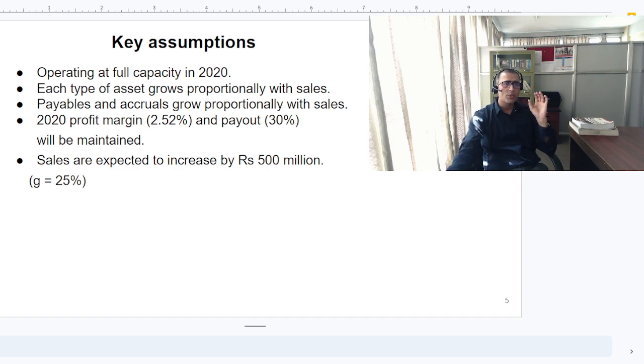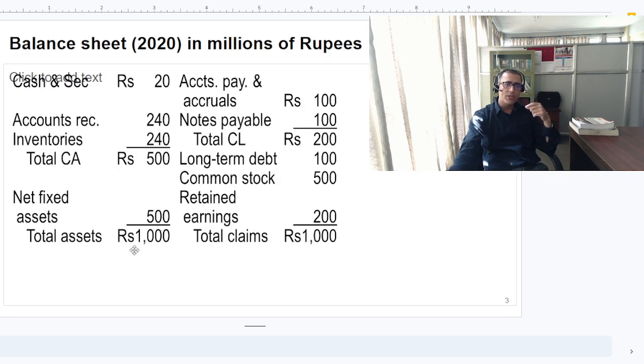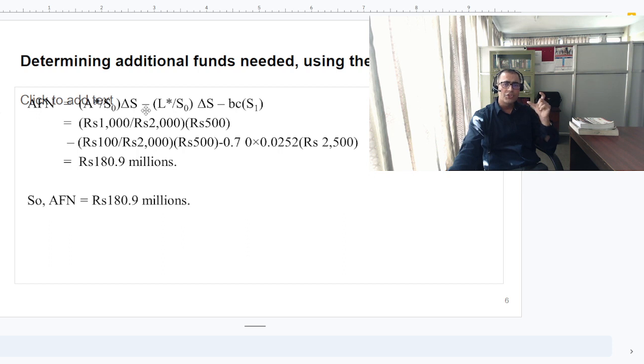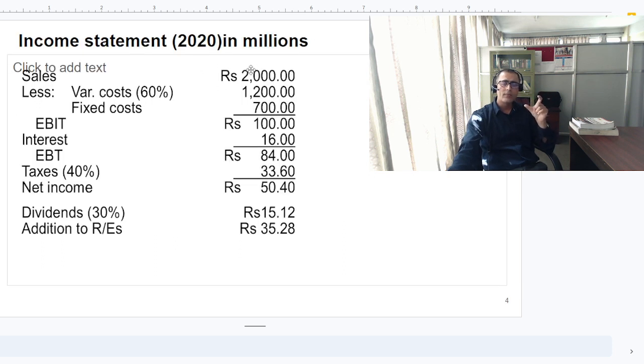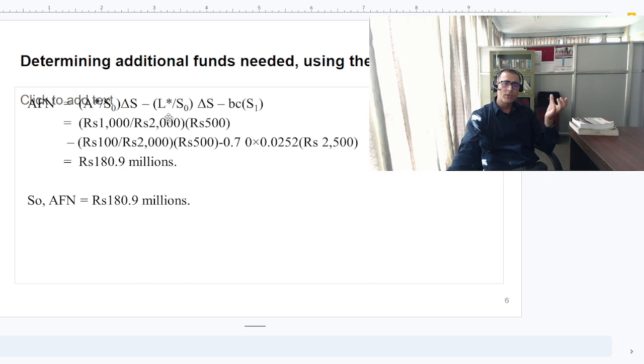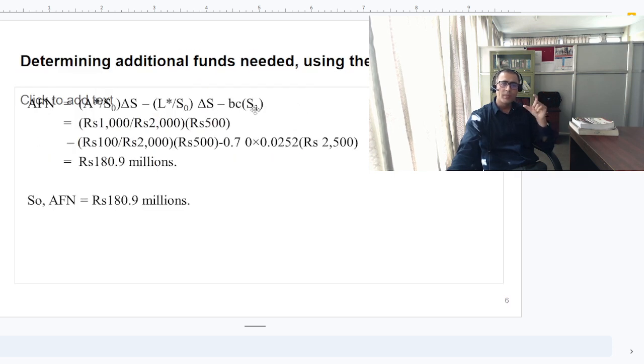Simply we use this equation as I explained earlier. Now we have A asterisk, whose value is 1000 divided by current sales. S0 is 2000. Okay. Now the change in sales: S0 is 2000, S1 is 2500 because sales increased by 500. So S1 minus S0, the change in sales, would be just 500. Then L asterisk is 100, which is given. Then you simply again divide by current sales.